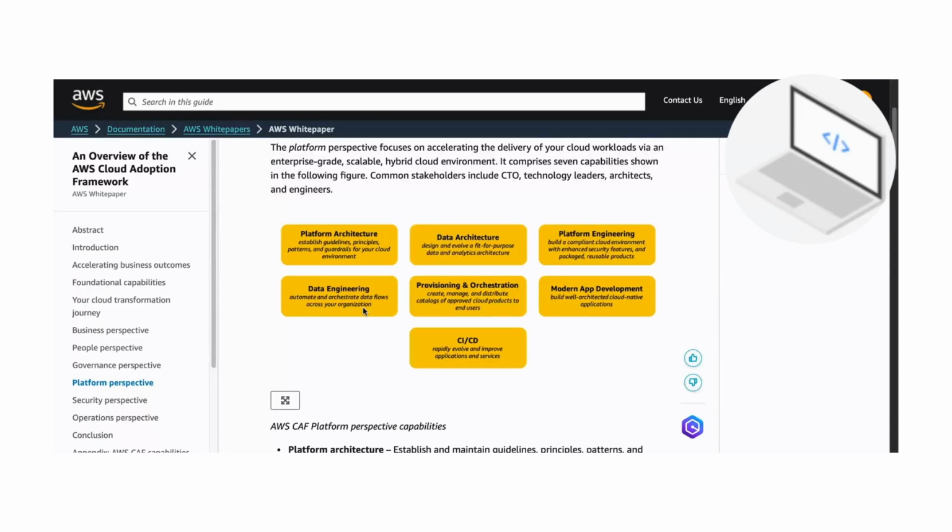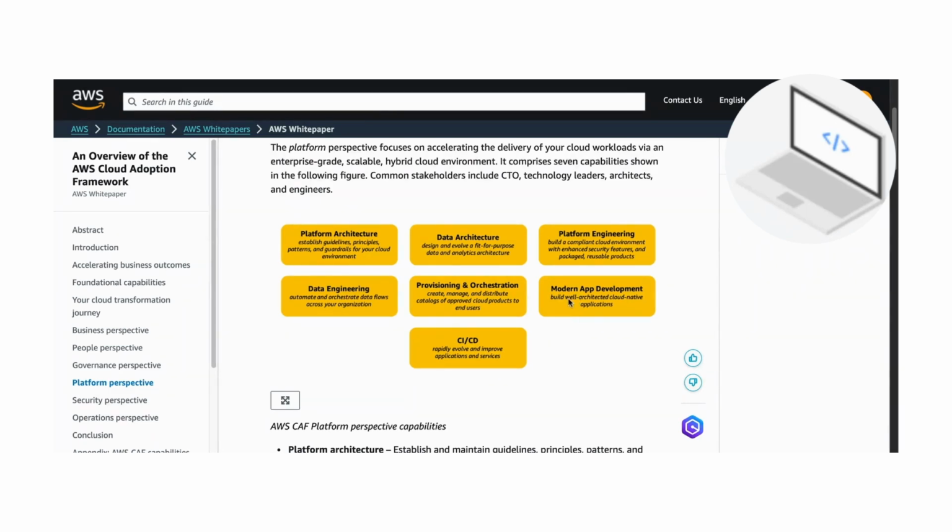Provisioning and orchestration is our next focus. This capability ensures that you can consistently manage and distribute approved cloud products to your end users. As your organization grows, maintaining consistent infrastructure provisioning becomes more complex. A centralized portal for publishing and consuming cloud products can help you meet governance and compliance requirements while enabling users to deploy approved products quickly. Integration with IT service management tools and APIs is also crucial to ensure seamless updates to your configuration management database.